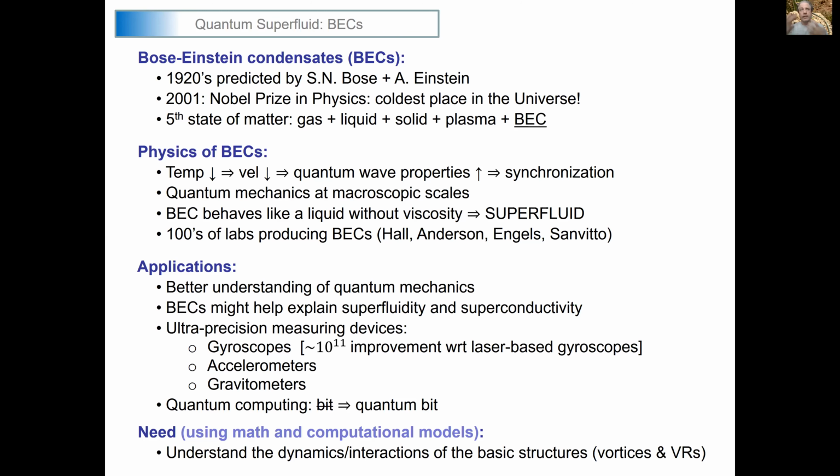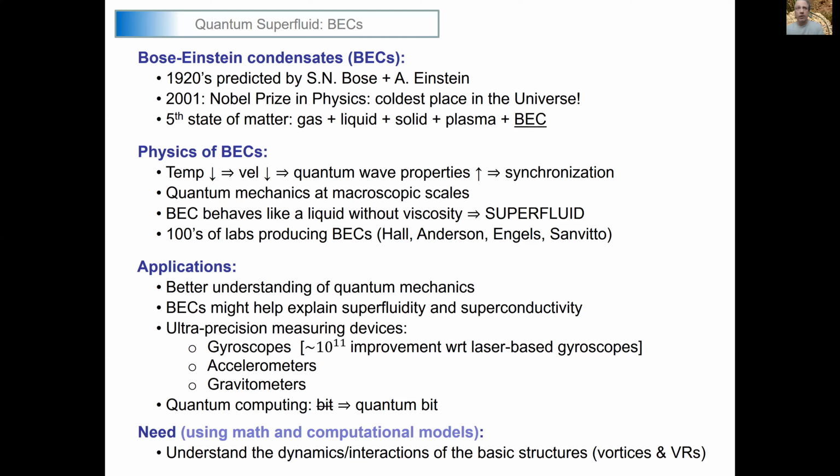With all that, it's clear that it would be nice to understand some of these quantum objects, and what are the objects that are created in these bosons and condensates. And that's where we're going to do a little bit of modeling and try to understand some of the basic components of the condensates, the basic structures. These are vortices and vortex rings. I'm going to explain a little bit about those.